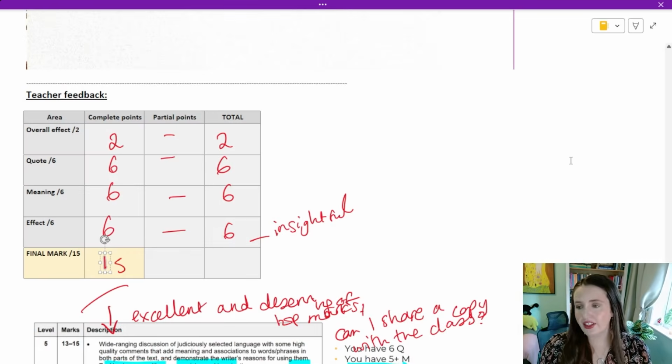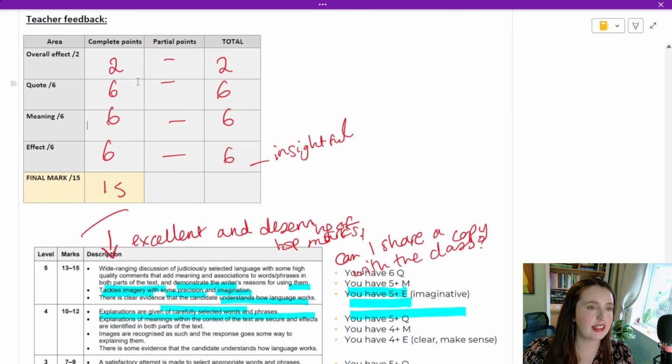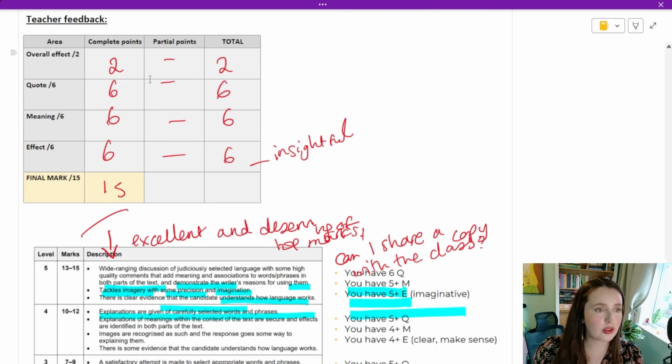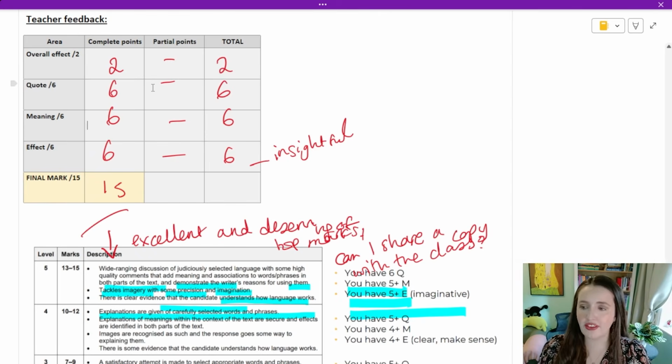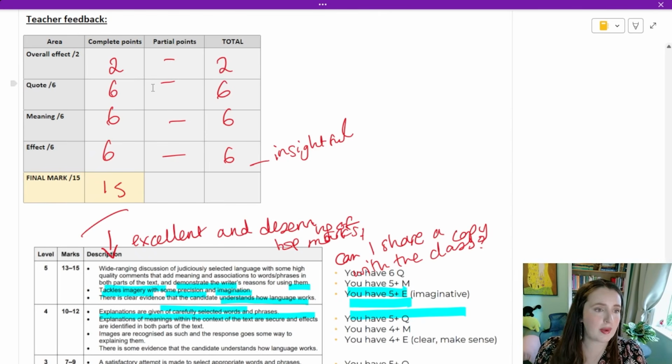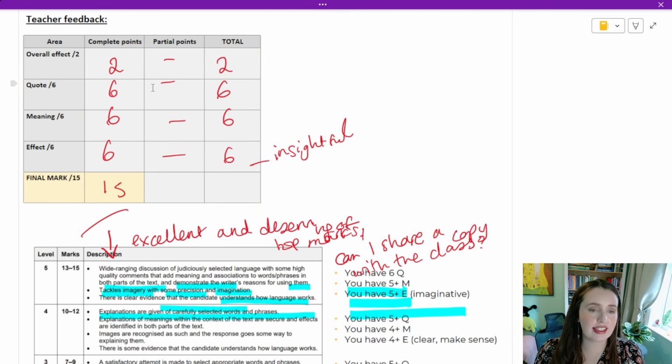Okay, so then Philip's teacher feedback was this, and this is what I did. I counted up the number of overall effects and thought, are they completely explained or only partially explained? Same for quotations, same for meaning, same for effects. So he got 2 overall effects which were fully explained. He got 6 quotations that were directly from the mark scheme, not partial. He got 6 meanings, so he fully understood what his quotations explicitly meant. And he said 6 effects, and those effects were insightful.